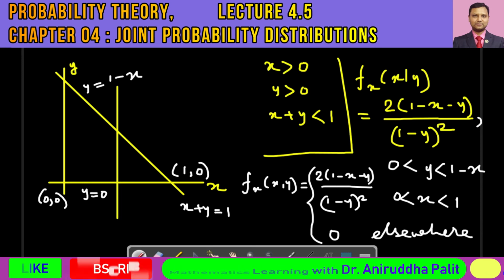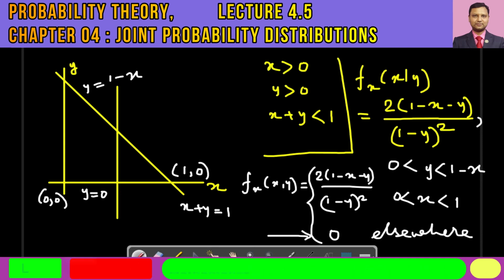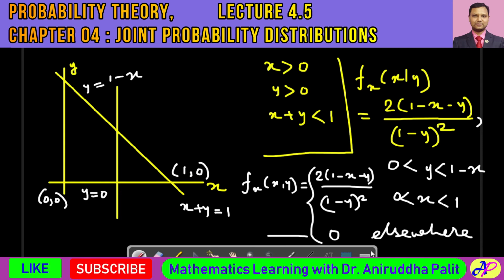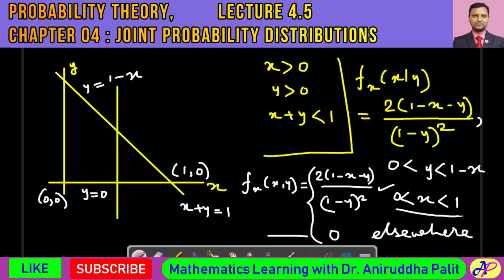You generally make this mistake that you always forget to write this part, 0 elsewhere. Don't forget this portion. This is an important part. Okay, so this is the part where we have the spectrum, that within this spectrum 0 less than x less than 1, we get this kind of density. We get this kind of density function of the marginal distribution of y.